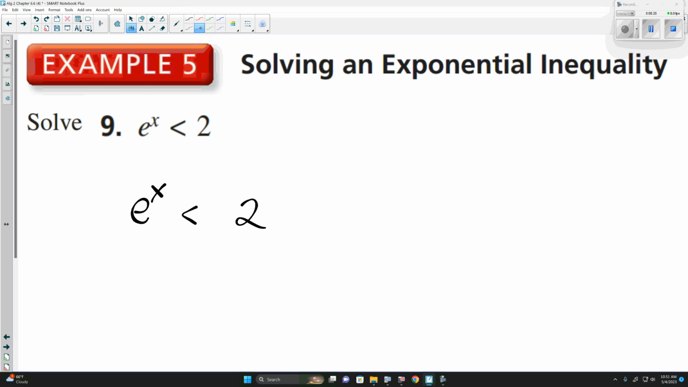So here the base is e, so we're going to apply ln, because ln's base is understood to be e. If it's e, we use ln. If it had been 10 to the x, we would just use log.